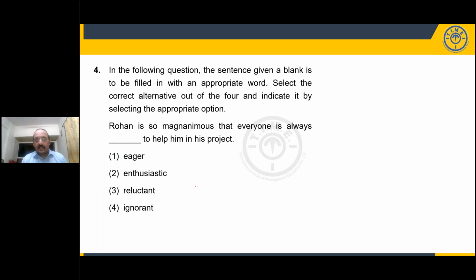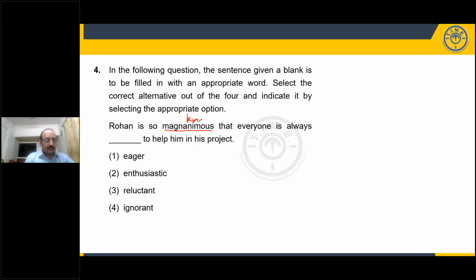Rohan is so magnanimous that everyone is always dashed to help him in his project. Okay. Now, this seems to be a vocab based question because we have words. So it's more to do with vocabulary. What does the word magnanimous mean? It means being extremely kind, being extremely generous.